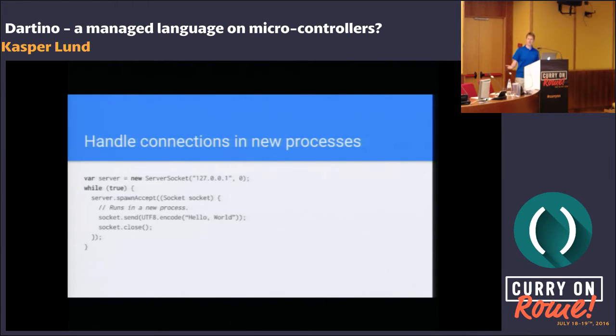So one of the things that this allows you to do is that when you're building some sort of network-connected device, you can handle new connections and new processes because the overhead is fairly low. And here's an example of this piece of Dart code that runs on these devices, where you just keep accepting incoming connections and spawning off new processes as you do that. And in this new context of a new process, you can do some UTF-8 encoding.